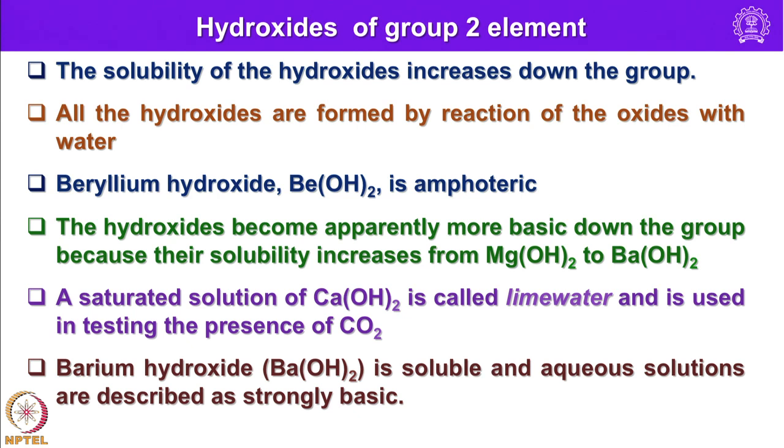The hydroxides become apparently more basic down the group because their solubility increases from magnesium hydroxide to barium hydroxide. A saturated solution of calcium hydroxide is called lime water and used in testing the presence of CO2, that means it readily reacts with CO2. Barium hydroxide is soluble and aqueous solutions are described as strongly basic, that means barium hydroxide is quite a strong base. As I said, if carbon dioxide is bubbled through the lime water, a white precipitate of calcium carbonate is formed, which then disappears on further reaction with carbon dioxide to form hydrogen carbonates.